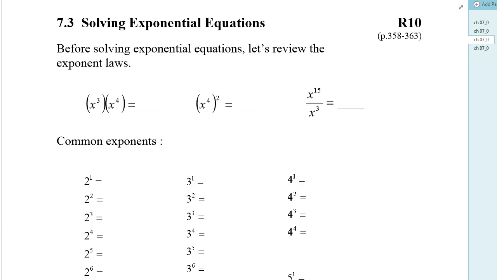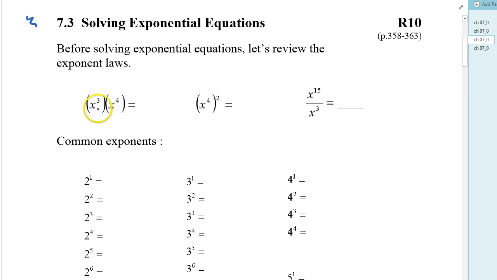Alright, welcome to 7.3, solving exponential equations. I'm thinking you might be seeing a little floating yellow circle, maybe you'll like that, maybe it'll be a bit more helpful. Before we get going into solving exponential equations, let's take a look at a few of the exponent laws. What happens when you multiply two exponents that have the same base? What do you do with the powers?